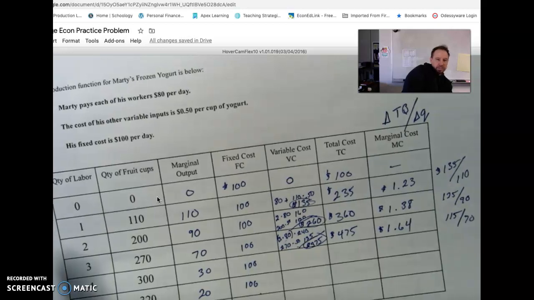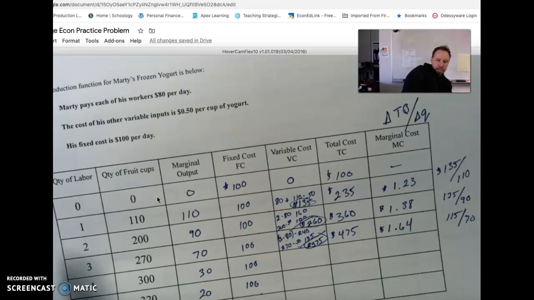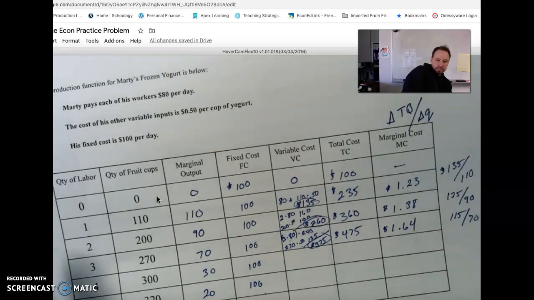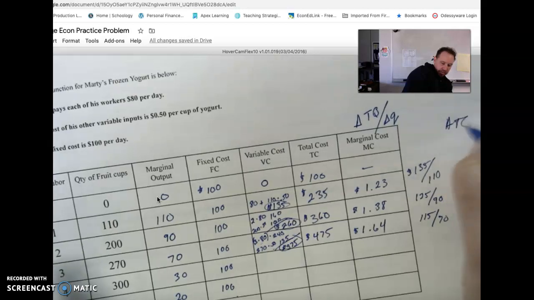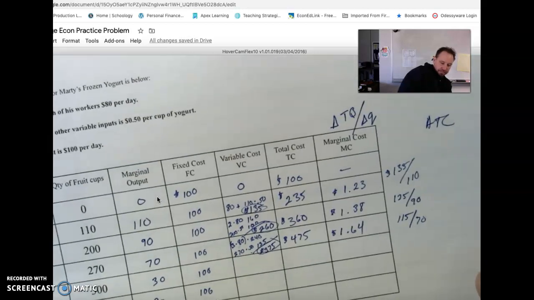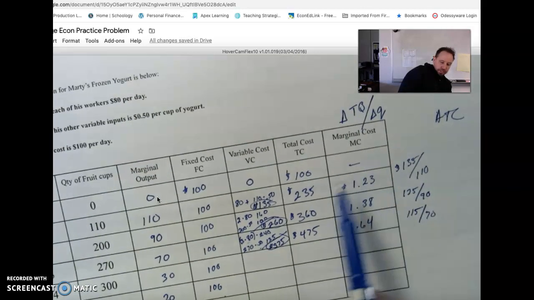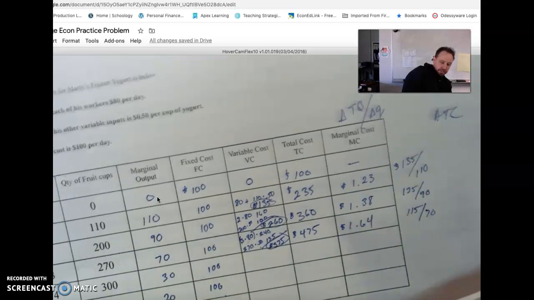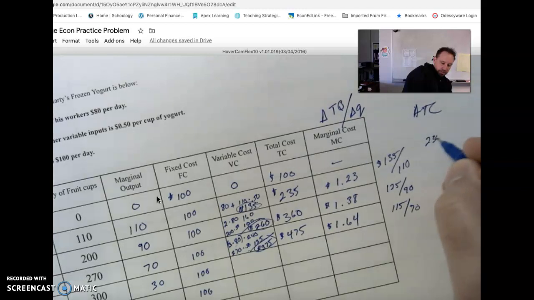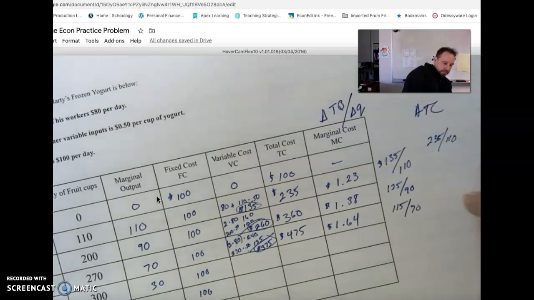So that's really what you need to do to be able to figure out most of the problems. If you understand those skills, you'll be in good shape. If you were going to do the average total cost, that's another one we have to do sometimes. All you need to do is take your total cost and divide it by the quantity. So 235 divided by 110.